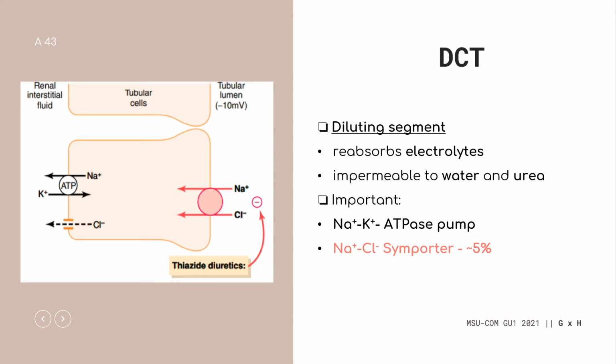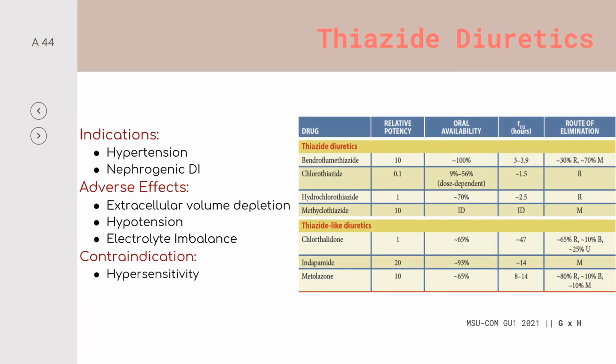In the diluting segment, electrolytes are reabsorbed, and at the same time, not water and urea, as this area is impermeable to the said compounds. Important channels include the sodium-potassium ATPase pump in the basolateral membrane and the sodium chloride symporter, which contributes to 5% of the filtered sodium in the membrane. The sodium chloride symporter is the primary site of action of your thiazide diuretics.